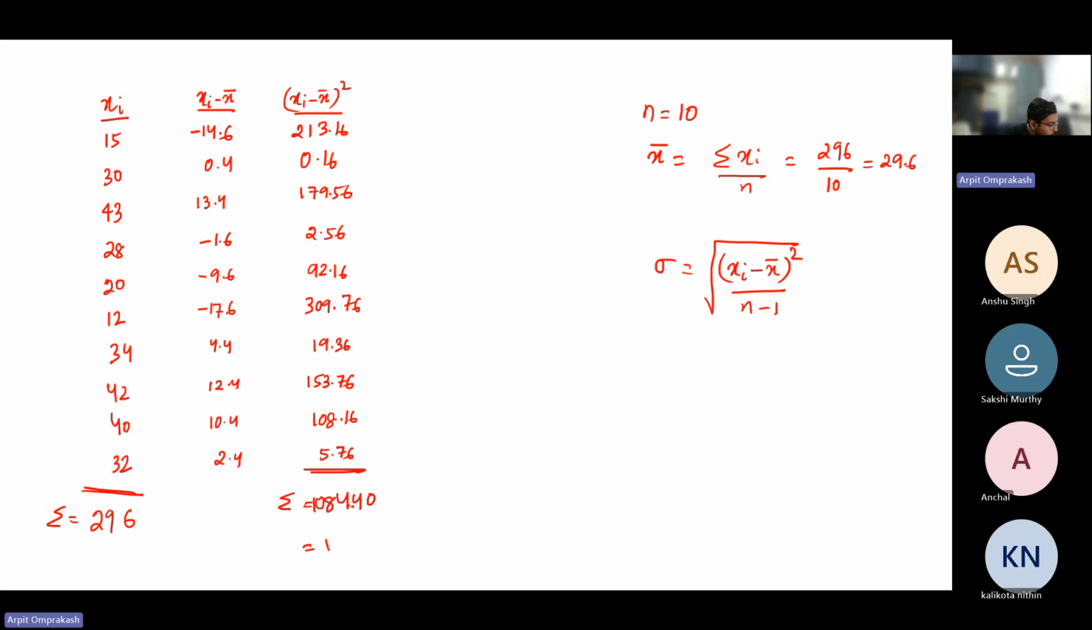This turns out to be 1084.4. Right. So what we need to do now is just plug this formula in because now we have the summation of xi minus x bar whole square.